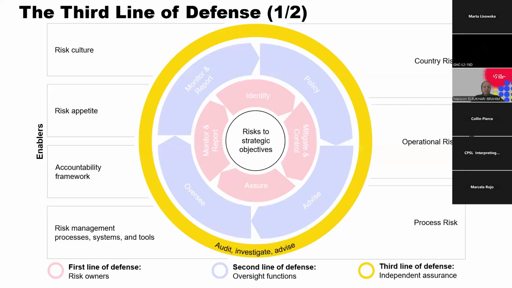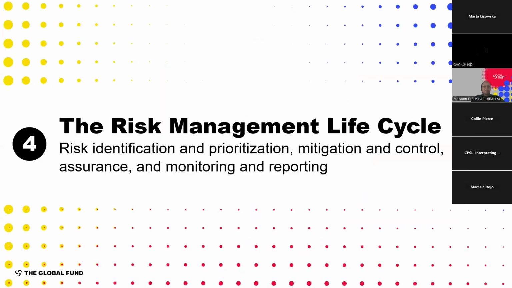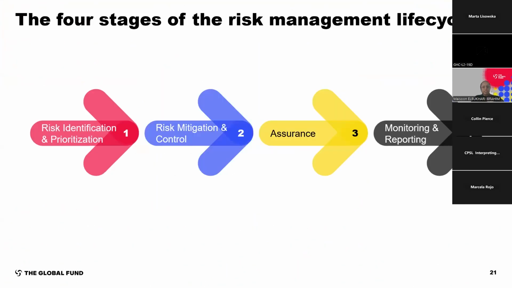We can go to the next slide on the risk management cycle. The risk management cycle consists of 4 key stages. The first one is the identification and prioritization. The second one is the risk mitigation and control. The third is the assurance. And the fourth is monitoring and reporting. And in each of these steps, the first and second lines of defense work closely together throughout the risk management cycle and throughout the grant life cycle to ensure a coordinated approach.